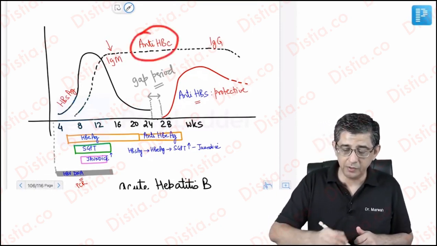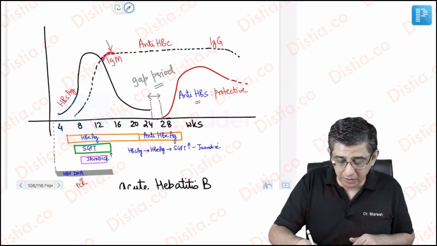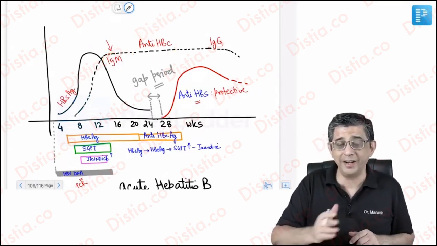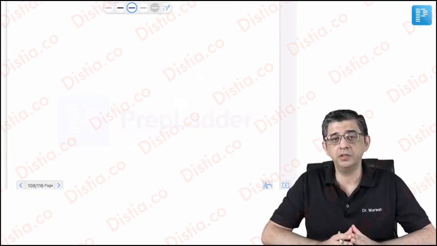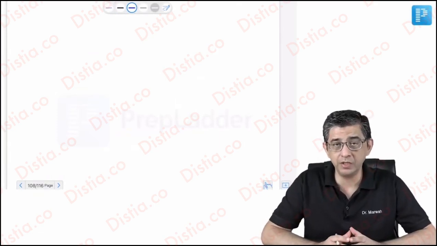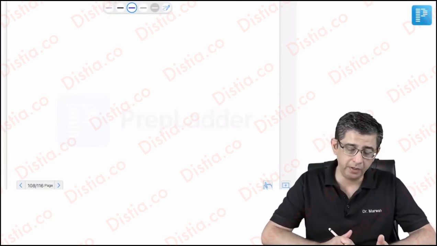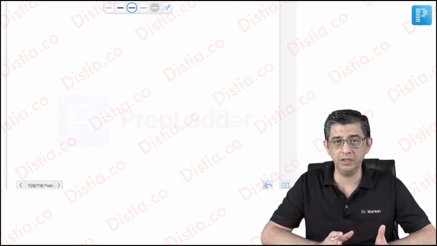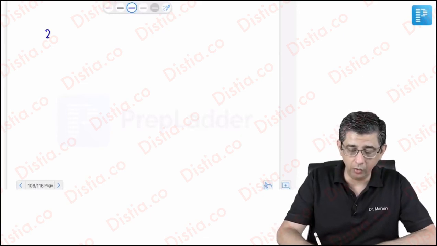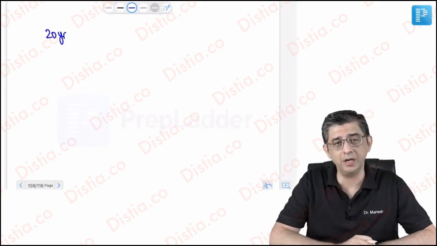So at this point of time, it is mainly the IgM class of antibody that would be detectable. Now, based on the information that I mentioned before you, let us assume a case of query viral hepatitis. When it comes to me, I don't know whether it is hepatitis A, hepatitis B, or hepatitis C. So let's just look at how usually cases of viral hepatitis come to you.